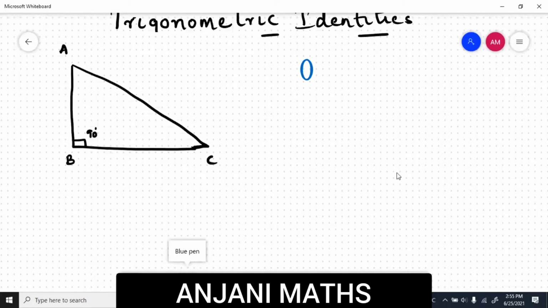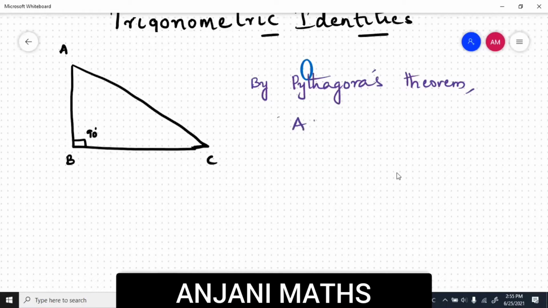Now, by Pythagoras theorem, what we can say? Hypotenuse square is equal to side square plus side square. So AC square is equal to AB square plus BC square. Now consider AB square plus BC square is equal to AC square.